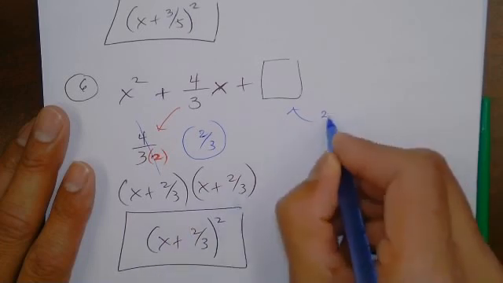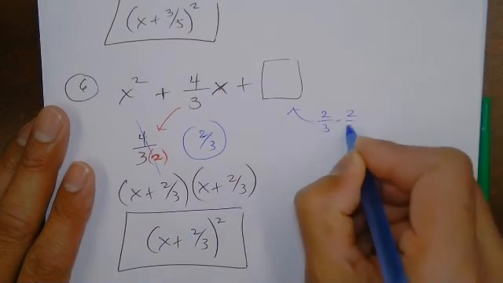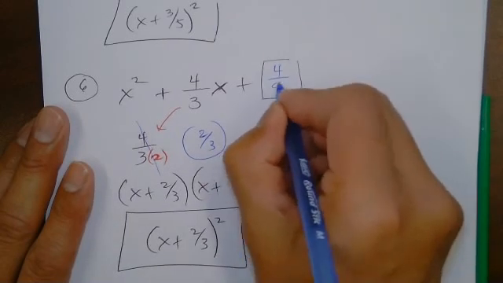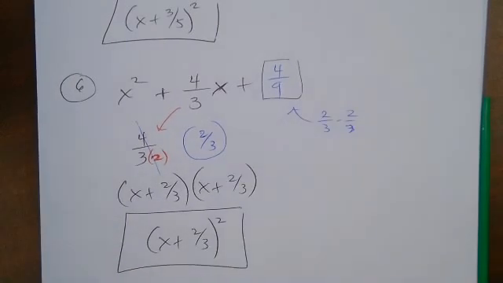And then what do you got to do? Figure out what goes here. Well, that's 2/3 times 2/3. 4/9, yeah. Okay. I think you got it. You can handle it. There it is.